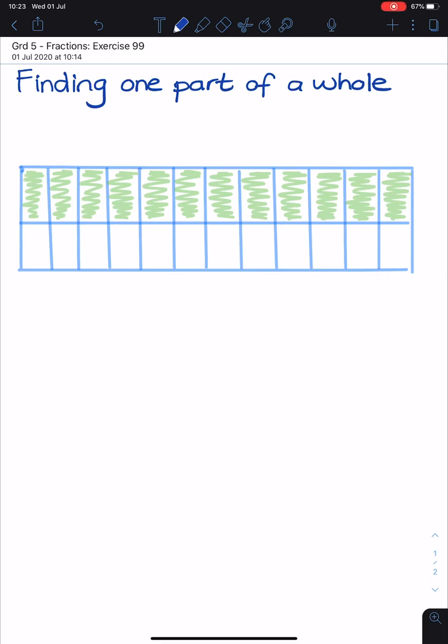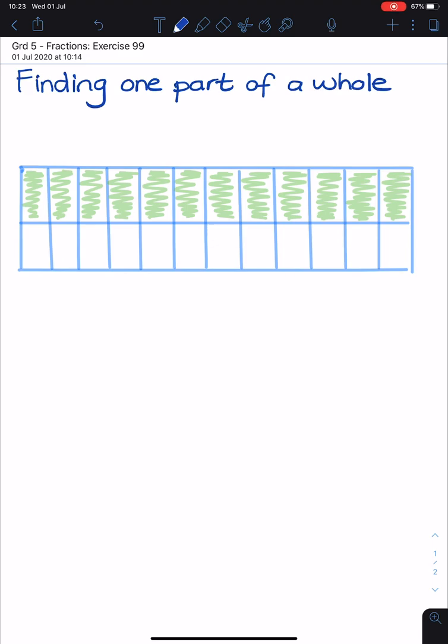Good morning, grade 5s. Today we're starting with fractions again, and this time we're going to be looking at how to find a part out of a whole. So in front of you on this page, there are some blocks. Now that is my bar of chocolate. It has been cut into 24 pieces.